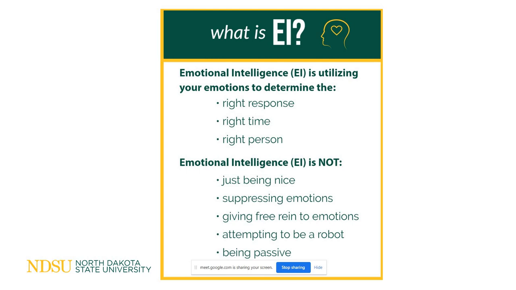Okay, so according to the rules and regulations and social rules also, we have to act accordingly so that it can be managed in all situations in society, in the real world. Attempting to be a robot, we should not behave like a robot, and we should not be passive also. So this is emotional intelligence: utilizing your emotion to determine the right response, right time, right person. Okay, so that is important. The right response should be given at the right time to the right person. So this is called emotional intelligence.